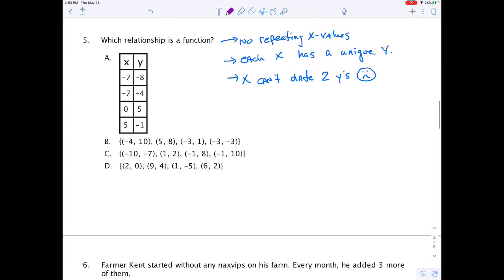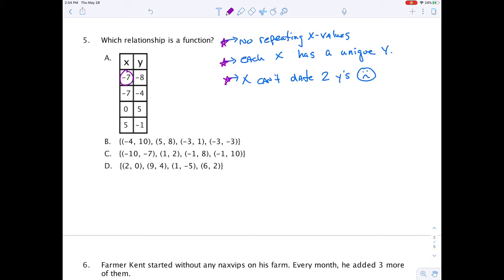Let's move down to number 5, which asks about which relationship is a function. Quick heads up here as a reminder, functions have no repeating x values. Or another way to say that is each x has a unique y. Or one other way to say it is that x's can't date 2 or more y's. They have to be, well, they have to be monogamous. X's can only go with one other thing.